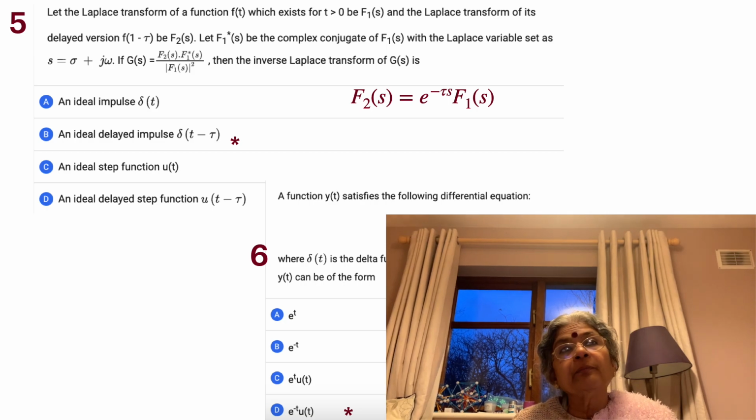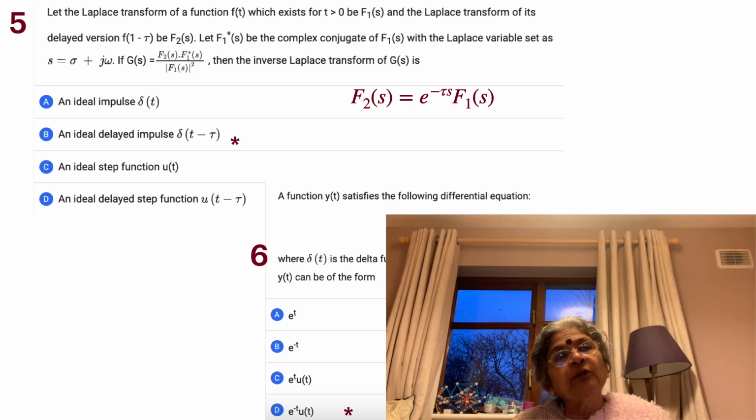The magnitude is given by the square root of a square plus b square. When you square it, the numerator and the denominator both have a square plus b square. You cancel them, so you are left with e raised to minus tau s, or 1 into e raised to minus tau s. So you take the Laplace inverse of 1, which is equal to delta t, then apply the delay as delta t minus tau. As simple as that.